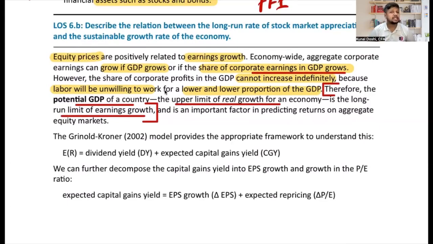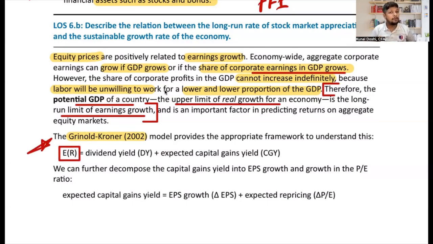Now, this long run growth rate in the GDP is used to derive the expected returns on equity. Remember, for expected return on equity, we've used several models, called the CAPM model, multi-factor model, Fama-French model. Now we will use the growth rate in the economy to predict the equity's expected return. And the model that we are going to use is called the Grinold-Kroner model, a very, very famous model from your exam point of view also. Now, what is this model? It gives me the expected return on equity.